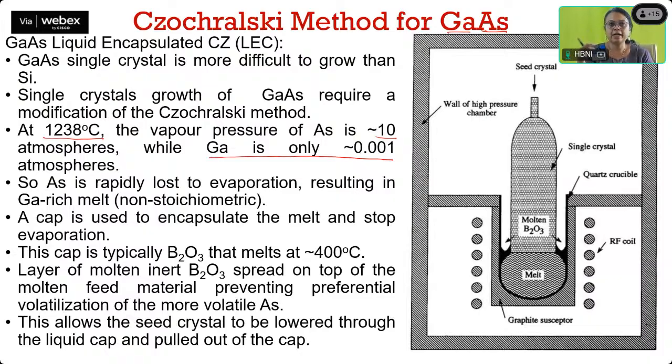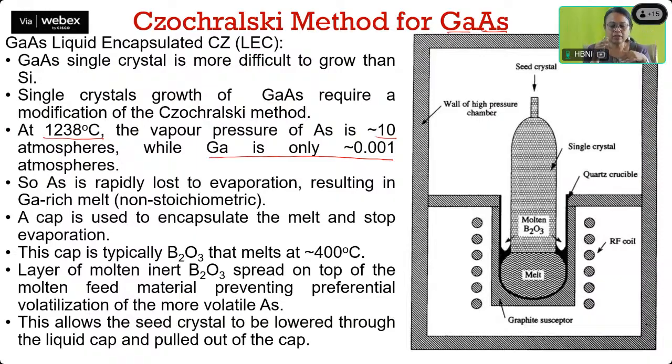So because of that, it will start evaporating. So arsenic is rapidly lost to evaporation, resulting in a gallium rich melt. In case of silicon, that problem was not there, but now if we are taking it to the melting point, we will not have gallium arsenide remaining; we will have more gallium and less arsenic. So we will not be able to grow the proper semiconductor.